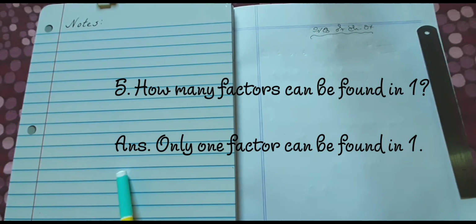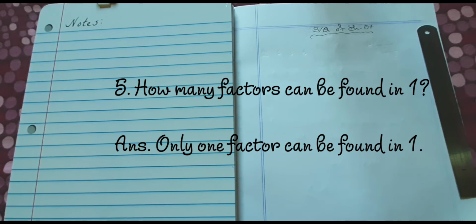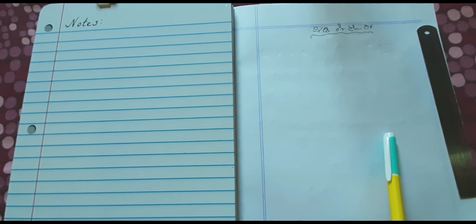The 5th question here is, how many factors can be found in 1? Already I have told you that if you break down 1, then we get only 1 into 1. So the answer is only one factor can be found in 1.